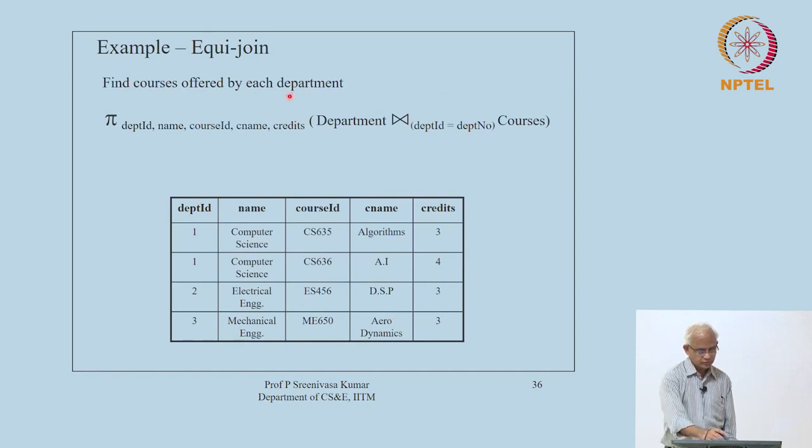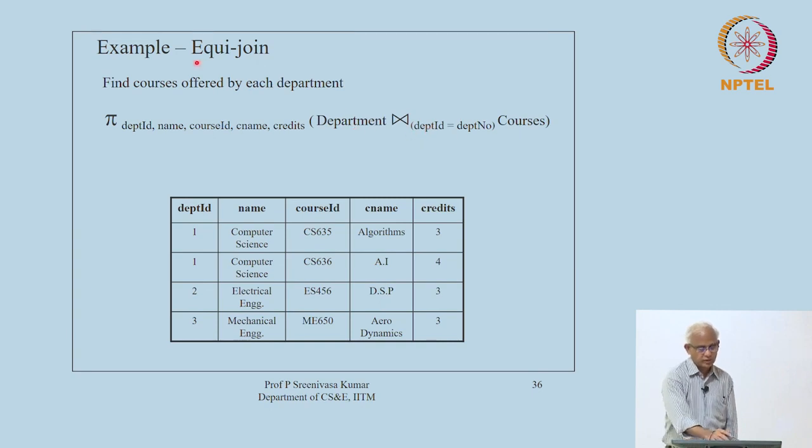So here is an example of equijoin. Find courses offered by each department. So we want to find the list of courses offered by each department. Each department offers several courses. In our example data, we had only 4 courses, and 2 of them are offered by the computer science department, the other is offered by electrical, and then the third one is offered by the mechanical engineering department.